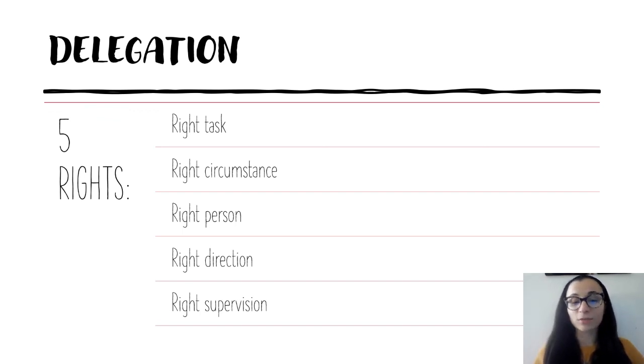And last but not least is the right supervision. The nurse is always accountable for the action. So if they're going to draw blood for you and send it up, and something is wrong with that, it's under you. It's your responsibility. So you want to monitor, evaluate, and intervene if they're doing something wrong.